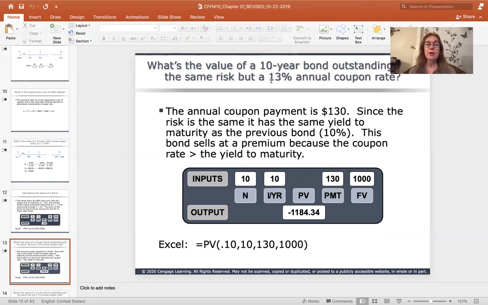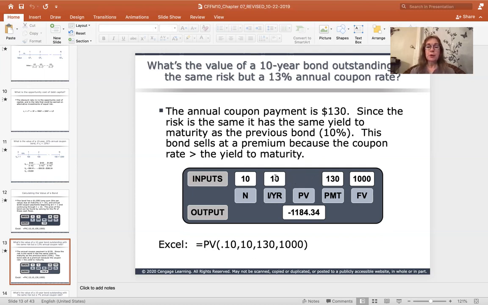So here they're saying, what would happen if you purchased a bond with a 13% coupon rate, but interest rates have gone down to 10% after this bond was issued? Well, what's going to happen is the price of that bond is going to go up. It's going to sell at a premium. All right. So they're asking us to calculate the price.